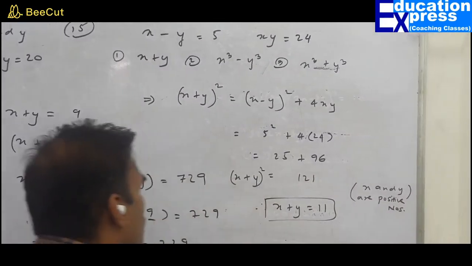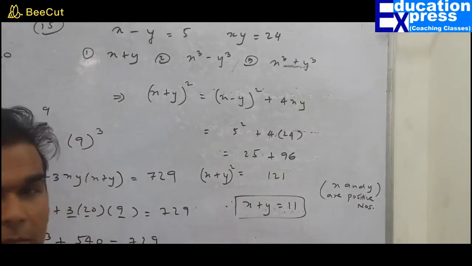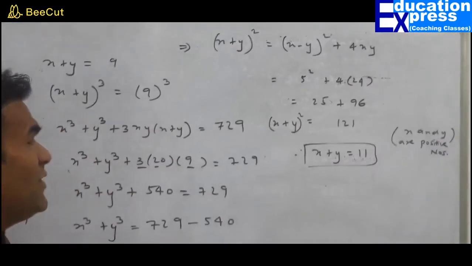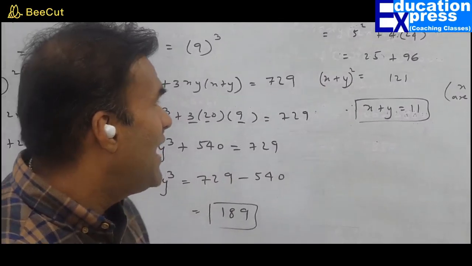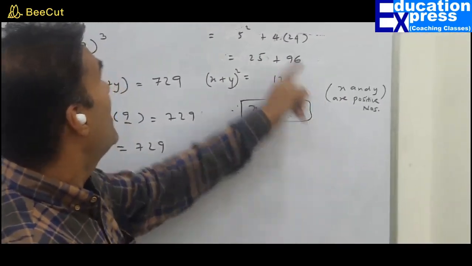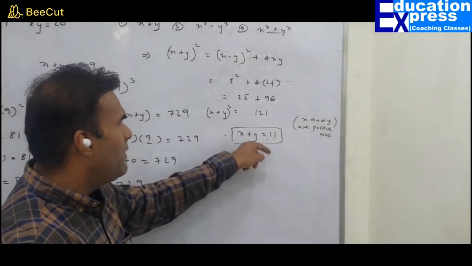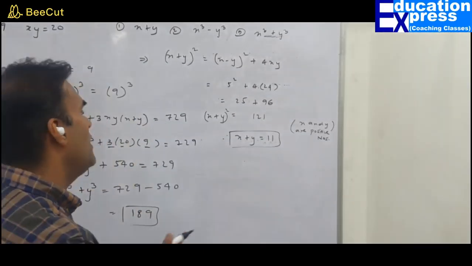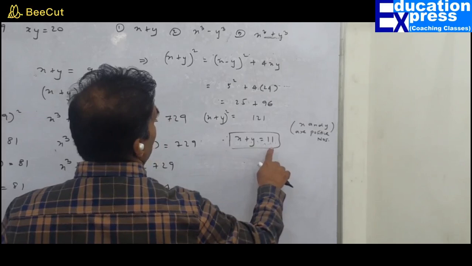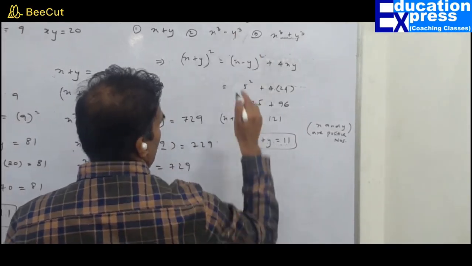So no way you can write plus or minus. This is the only situation where I have eliminated the negative sign, for a very simple reason: we have mentioned that x and y both are positive numbers. Otherwise, I would have taken plus or minus. So no plus or minus, only positive numbers. Since x plus y is given, you have to find x cube minus y cube.